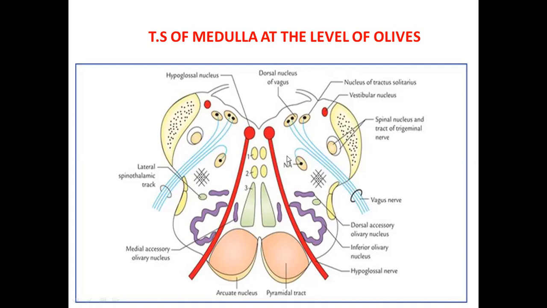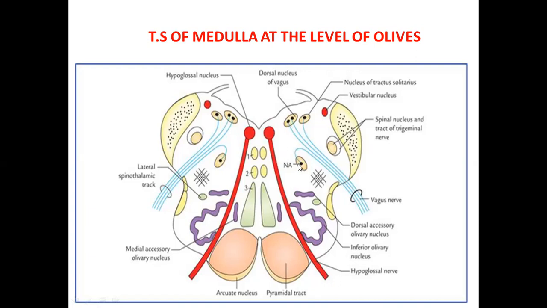So this is about the features in the transverse section of the medulla oblongata at the level of olives. The central gray matter contains various nuclei: the hypoglossal nucleus, dorsal nucleus of vagus, nucleus tractus solitarius, and vestibular nucleus. And the intercalated nucleus is also present. I told you that the intercalated nucleus is a group of nerve cells in the medulla oblongata between the dorsal nucleus of vagus and the hypoglossal nucleus.